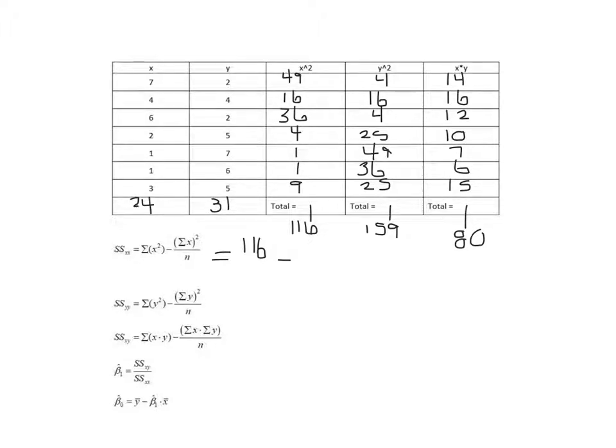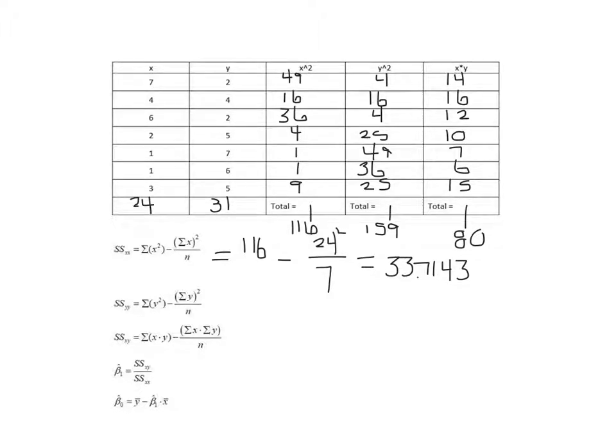So subtract the sum of your x's squared, so we're going to take the 24 and square it, and divide that answer by the number of observations, in our case 7. And you have a number that should look familiar to you based upon our other calculations of 33.7143. There's our sum of squares for xx.